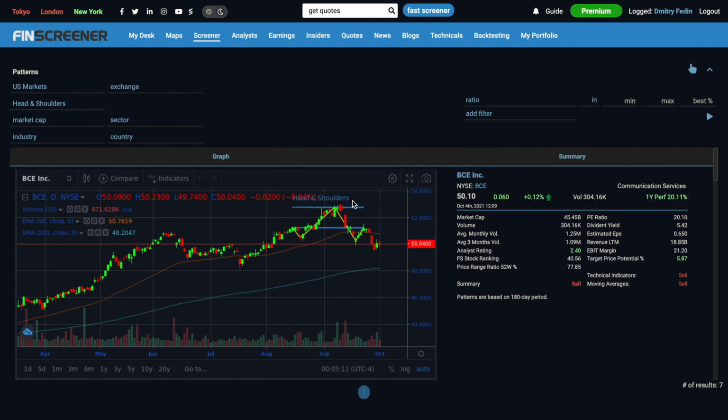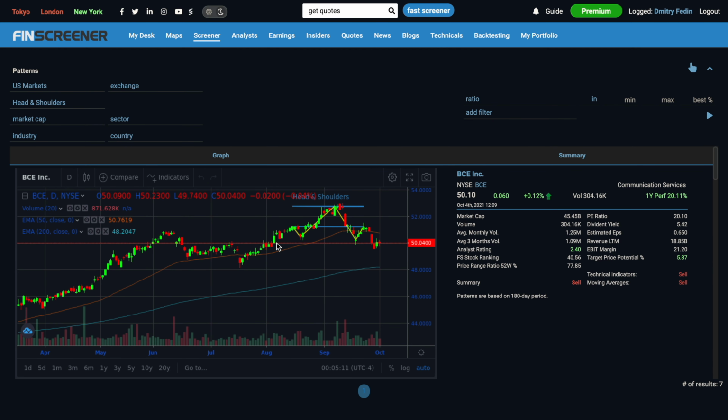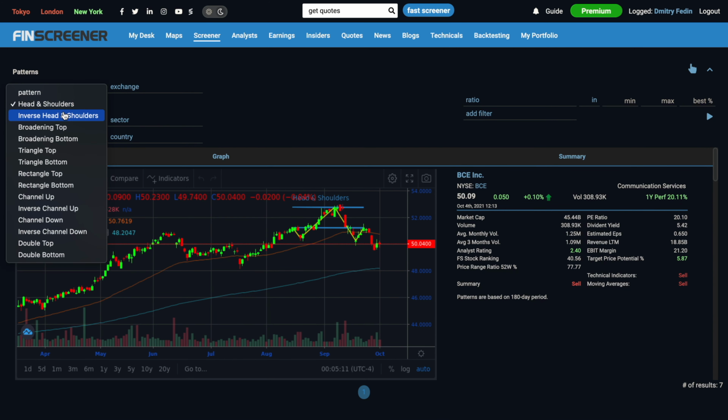Typically, the first and third peak will be smaller than the second, but they will all fall back to the same level of support, otherwise known as the neckline. Once the third peak has fallen back to the level of support, it is likely that it will break out into a bearish downtrend. The second one is Inverse Head and Shoulders.